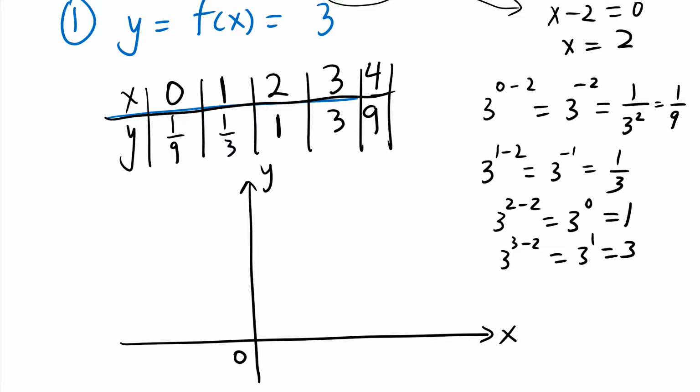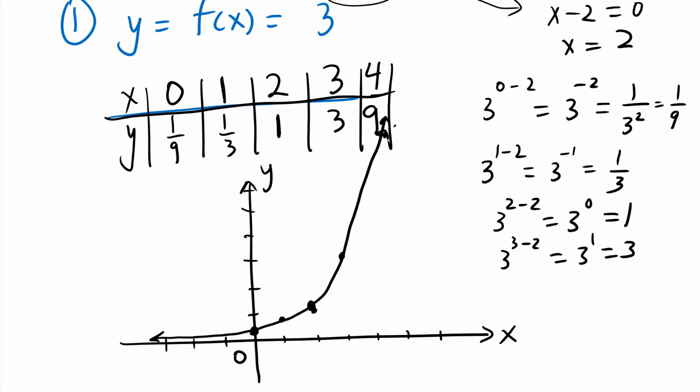When you graph, label the x and the y with the arrows and the origin. So let's say 1, 2, 3, 4, 5. 0, 1/9, so that's the first value. 1 and 1/3, a little bit higher. 2 and 1. 3, 3. 4, 9, somewhere, maybe up here. So it goes like this. It's an exponential function.